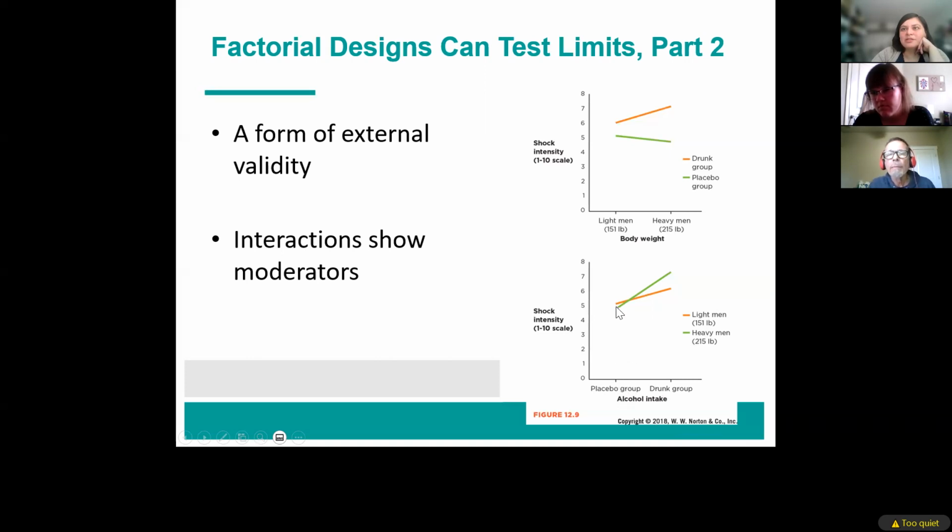So in the placebo group, what is the orange line? Oh, I see. Light men and heavy men, sorry. Okay, so among those in the placebo group, was there a difference in shock intensity between light and heavy men? Very little. Yeah, so I would say there was no difference. One way to say that is among those in the placebo group, weight had no effect on shock intensity.